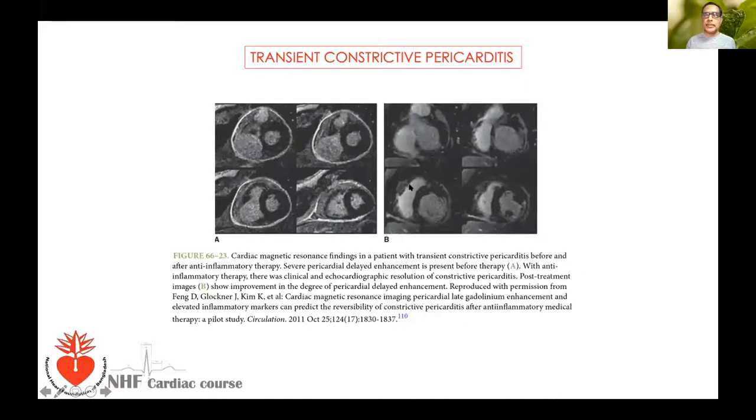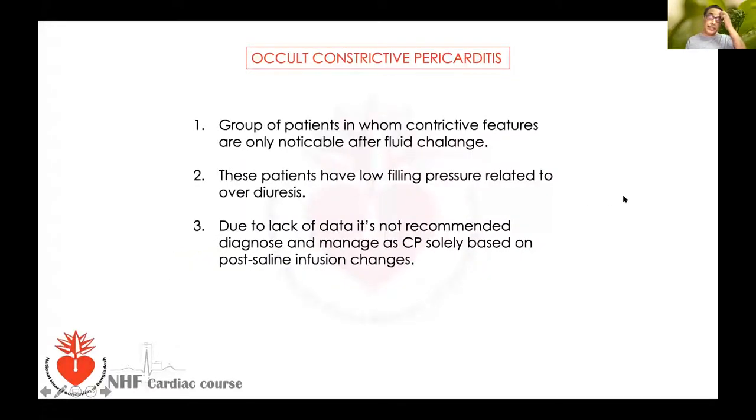So after three or six months on anti-inflammatory drugs, the inflammation and thickness has gone. There is another interesting thing called occult constrictive pericarditis. This patient shows features of constrictive pericarditis only after fluid challenge. Actually, these patients have low filling pressure due to overdiuresis.